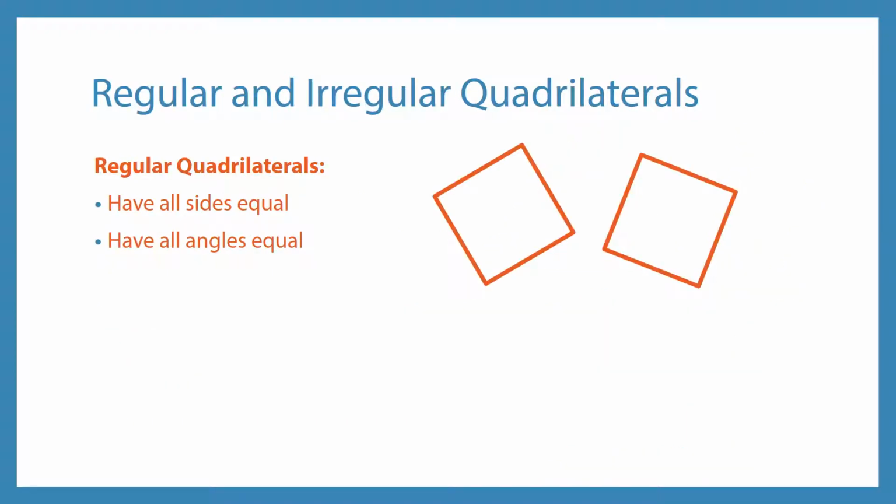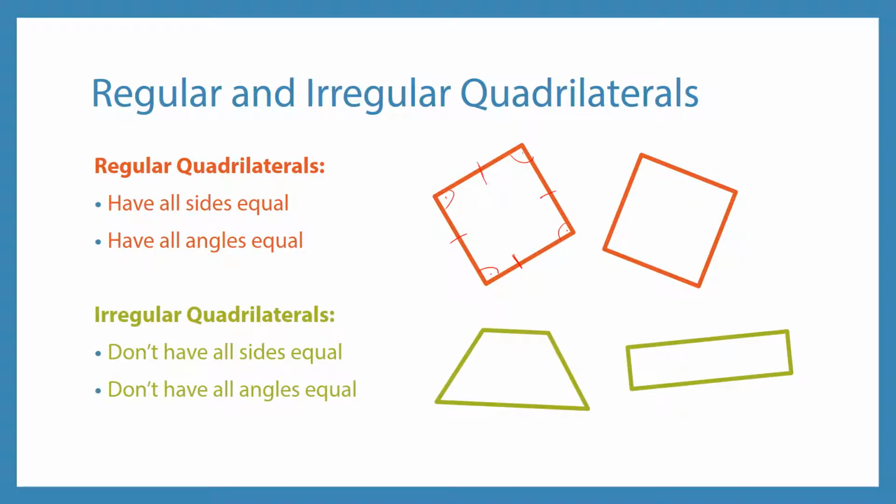Next, we have regular and irregular quadrilaterals. A regular quadrilateral will have all sides and angles equal. So we pretty much just have the square being rotated around and around, because all the sides and all the angles are equal. Irregular ones have different sides and angles. So different length sides and angles.